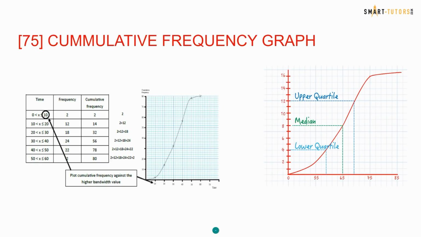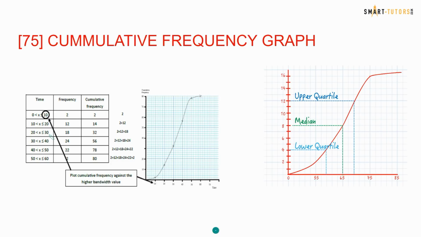Topic 75. This is a must question. Cumulative frequency graph. You may see this one in paper 2 and paper 3. If they give a table, you need to plot the cumulative frequency against the higher bandwidth value. So 10, what is the value? 20, what is the value?